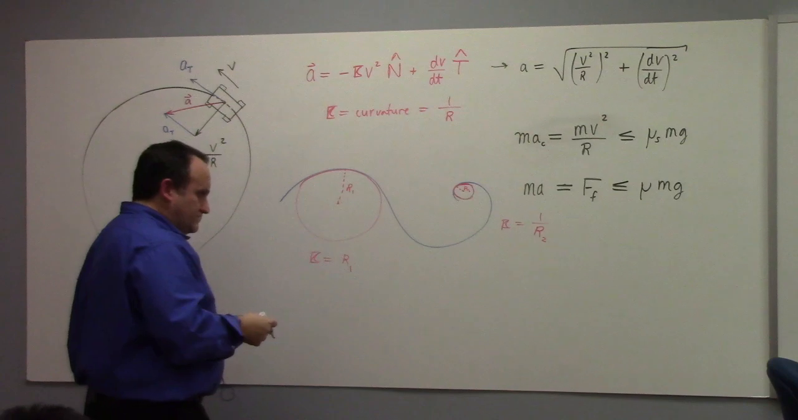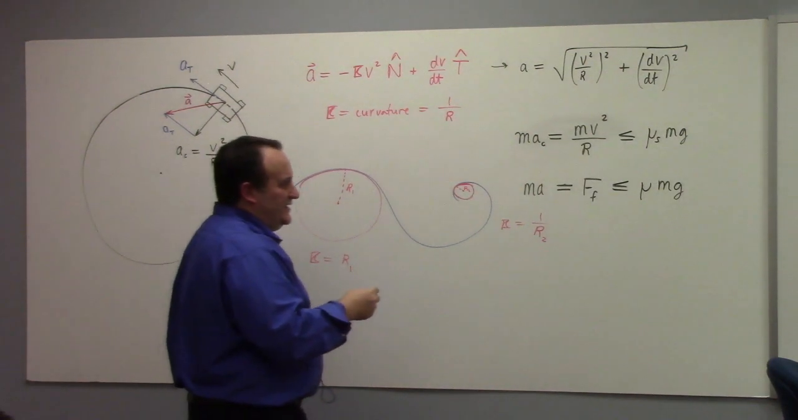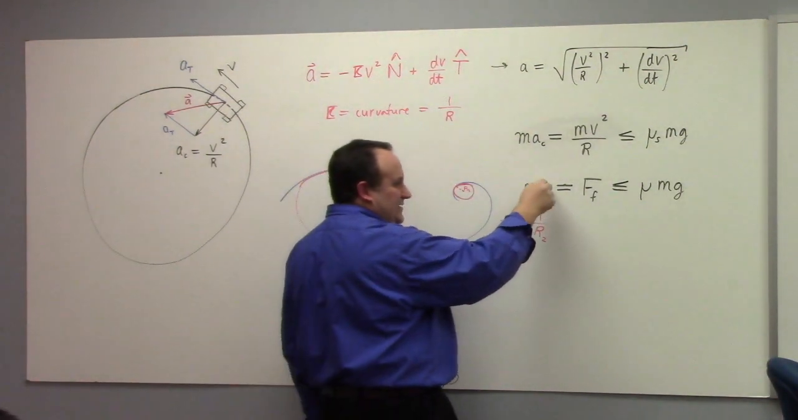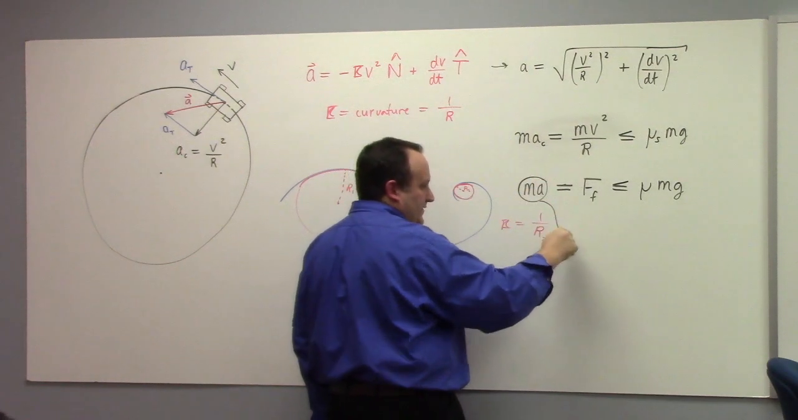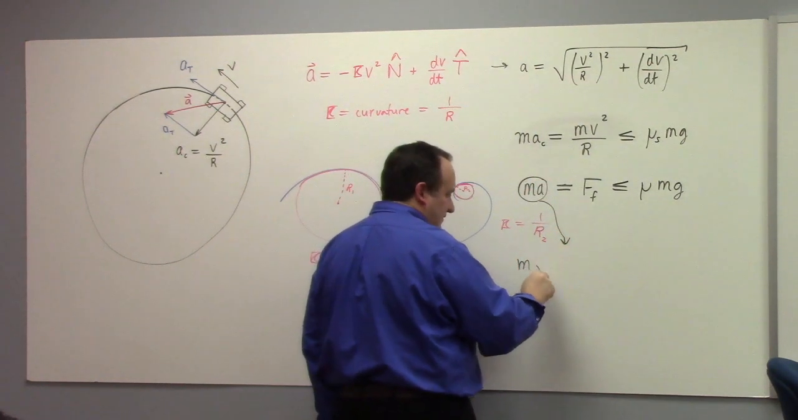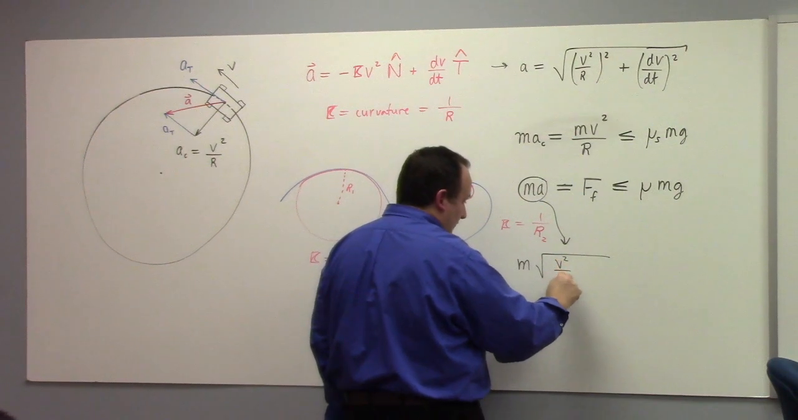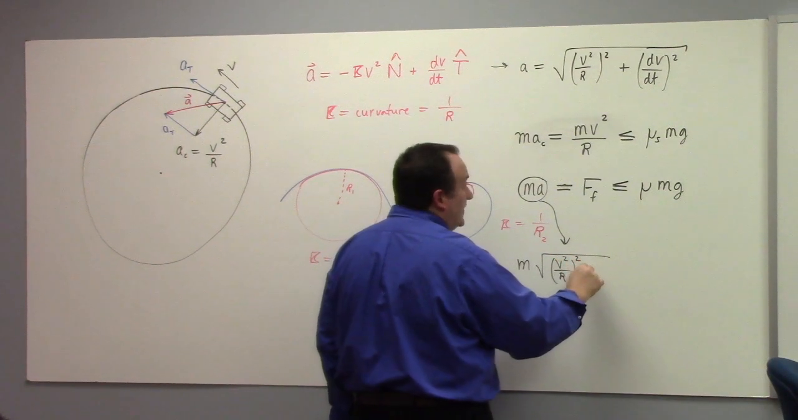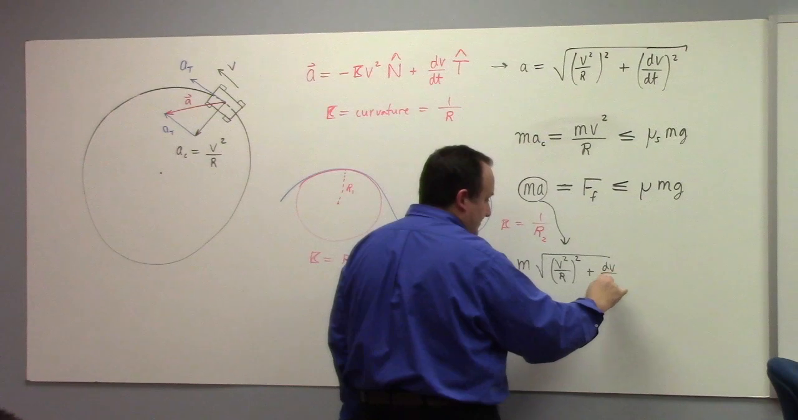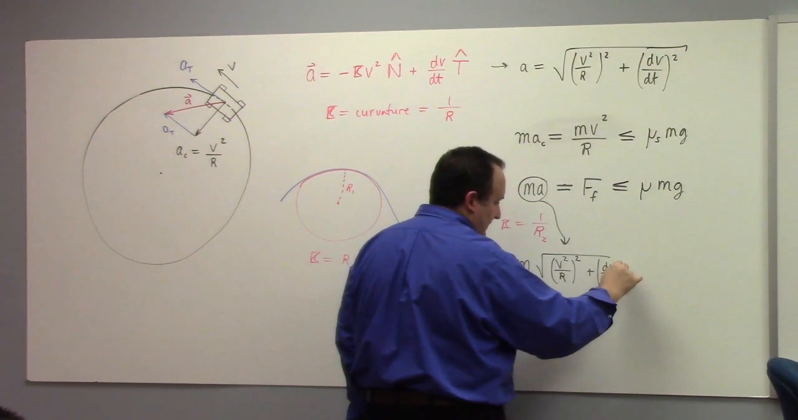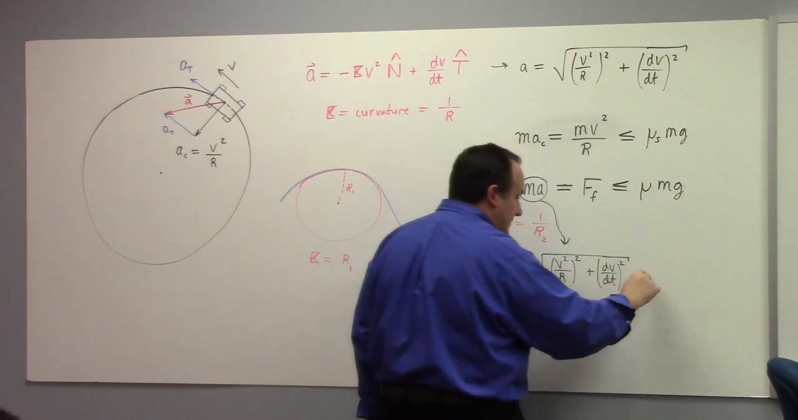And the tricky thing is, in the case that it's not constant speed, this right here is what? Well, it's the mass times the square root of (v squared over r) quantity squared plus (dv/dt) squared. So there we go. Now I think I have redeemed myself here.